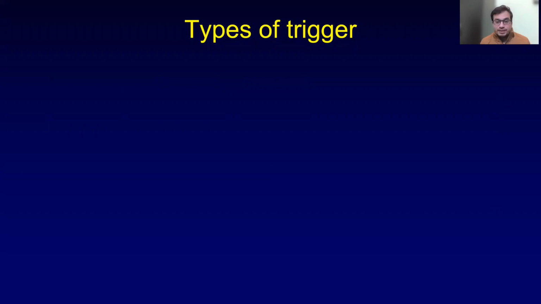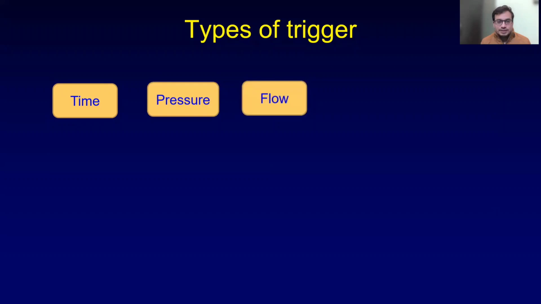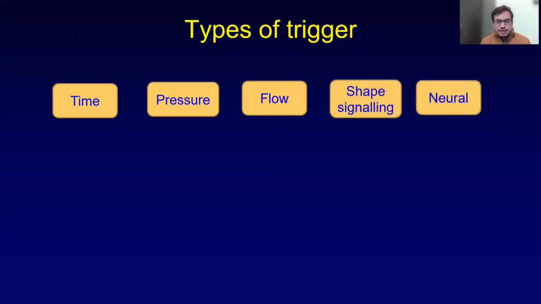What other types of triggering mechanisms are there? There are 5 fundamental types of trigger we should know: the time trigger, the pressure trigger, flow trigger, shape signaling, and neural triggering. Okay, so we should know all these 5 types of triggering mechanisms. In the time trigger, as we have understood in the previous slide, the machine initiates the breath according to set frequency independent of patient effort.